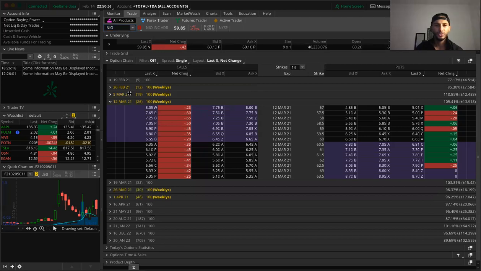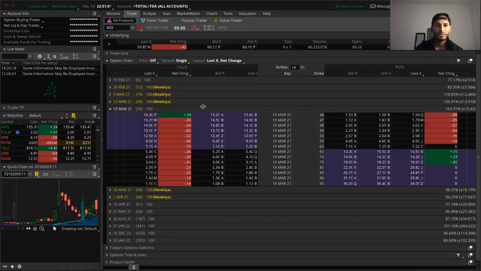So let's just choose March 19th here. So we have a 14 strike price range here. What that does is, let's say the stock is currently trading somewhere around $60, it'll give you about half of it on the downside, as far as in the money or deep in the money. And then you'll have a couple contracts that are near the money or at the money. So that's just a spread.